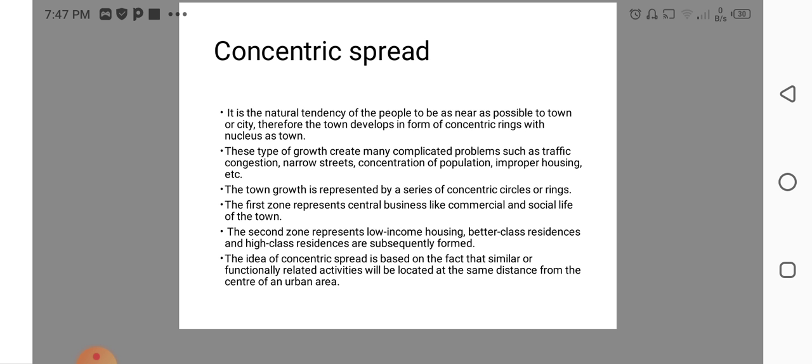Town growth is represented by a series of concentric rings or circles. First zone represents central business, like commercial and social life of the town. Second zone represents low income housing, and better class residents and high class residents are subsequently formed. The idea of concentric spread is based on the fact that similar or functionally related activities will be located at the same distance from the center of the urban area.